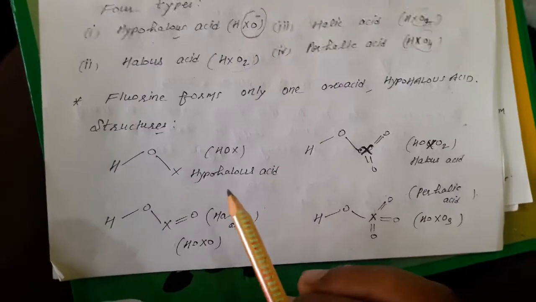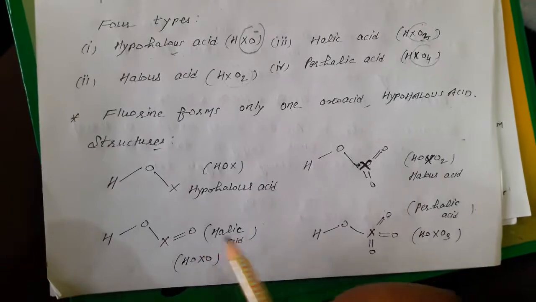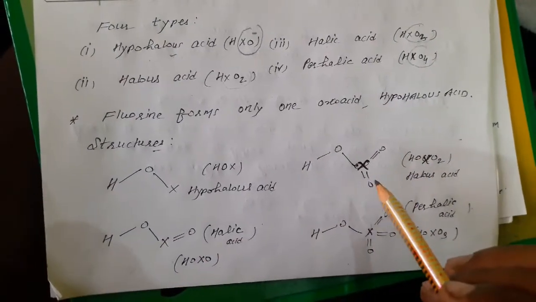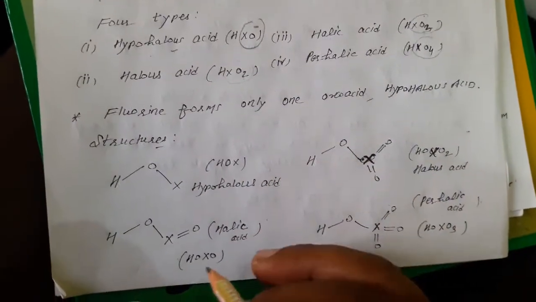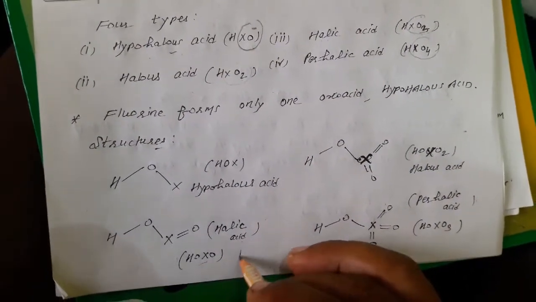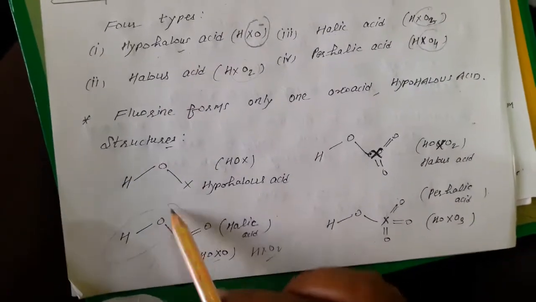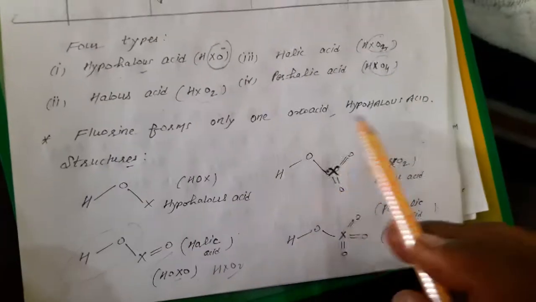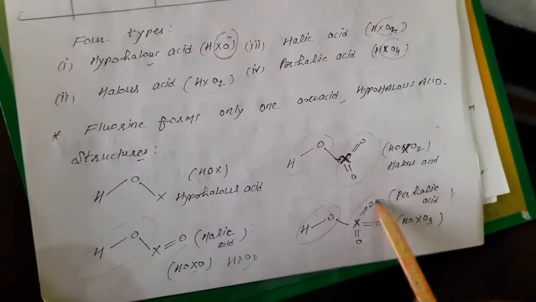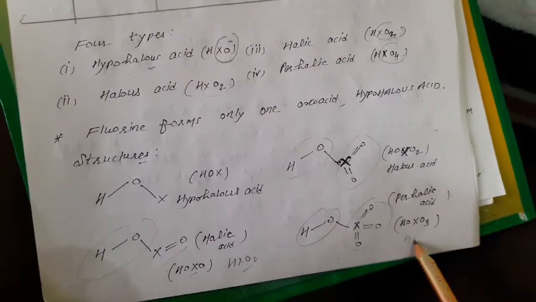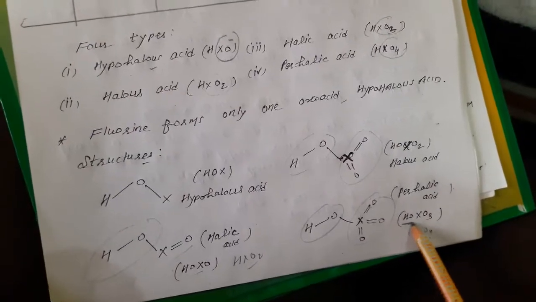So these are the structures of the oxo acids: HOX, then HOXO with one more oxygen, and then two oxygen more. So this oxo acid can be written like this. Earlier we wrote this as HXO2, but according to bonding we can write it like this: HOXO, HOXO2, HOXO3. So HXO4 we can also write like this one. This indicates the presence of the OH bond.